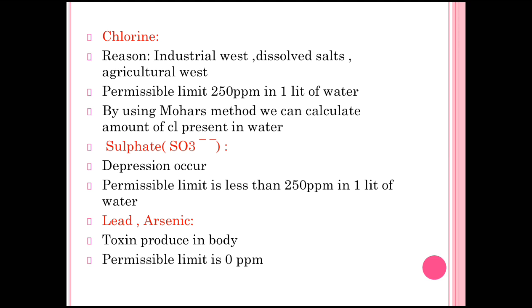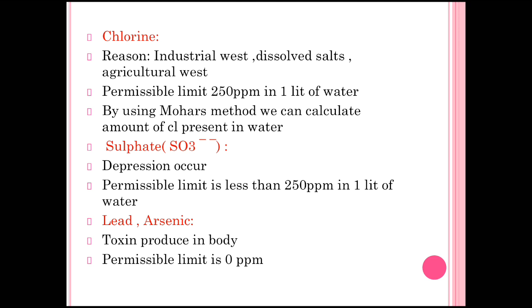Now the second one is sulfate. Due to sulfate, diffraction occurs. This is the main reason of sulfate, whenever it is present in a water sample. The permissible limit of sulfate is 250 ppm in 1 liter of water.